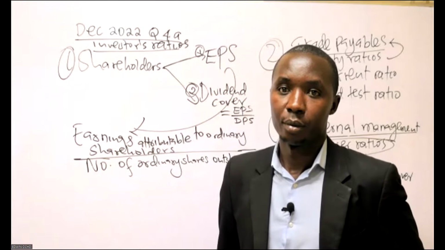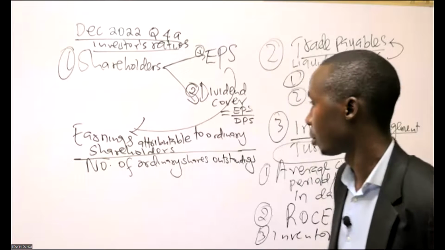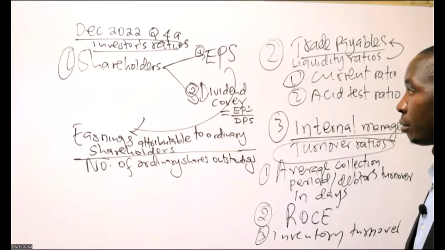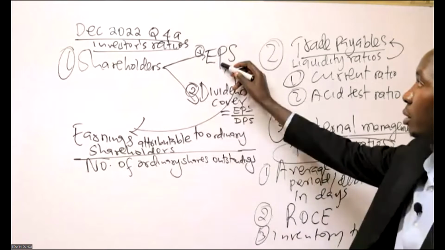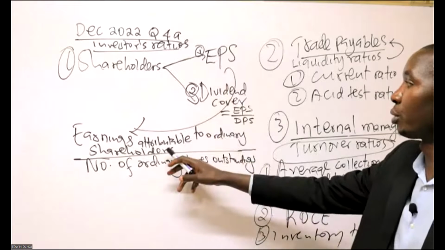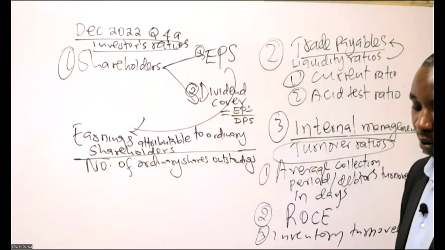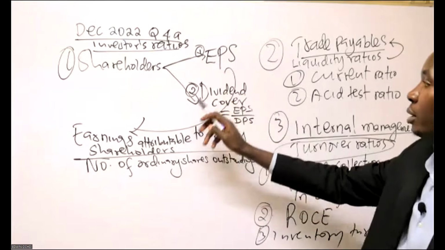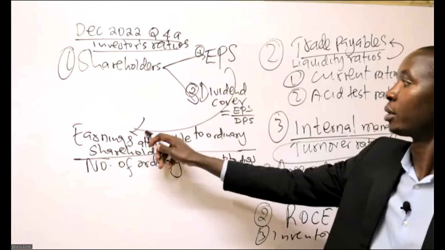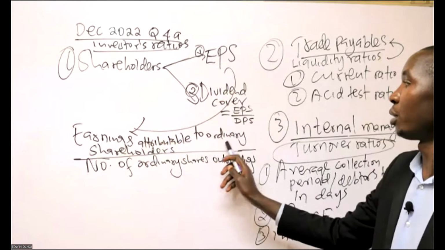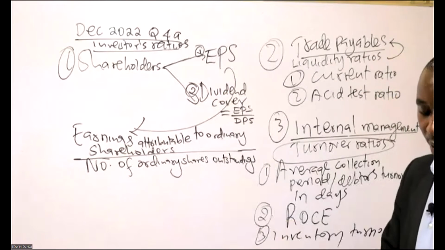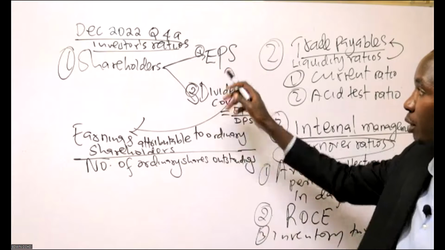On earnings attributable to ordinary shareholders, come again on those ratios. I didn't get earnings attributable to ordinary shareholders. This is the EPS, earnings per share. This is the formula for EPS. You say earnings attributable to ordinary shareholders, you divide by the number of ordinary shares outstanding. That is what I've written. So it's the formula for earnings per share.